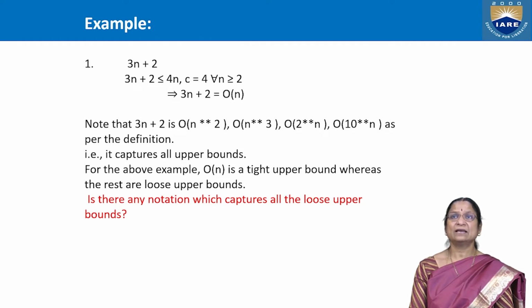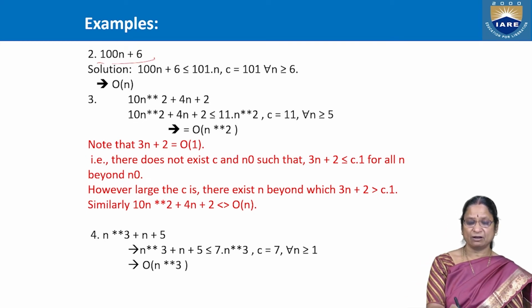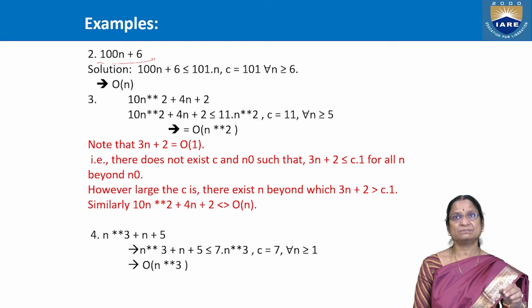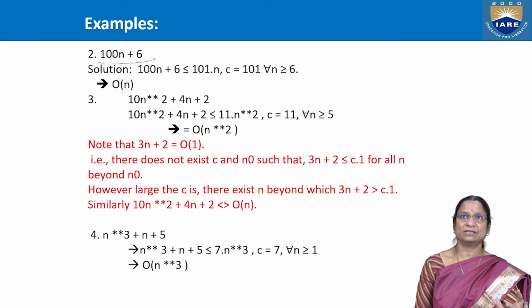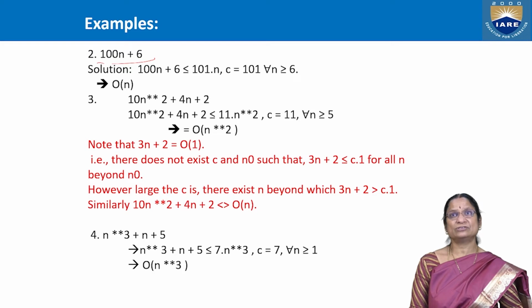That we'll discuss at the end of this session. Similarly, we can solve multiple problems. For example, 100n + 6. That means 101n will be there, and our C value will be greater than 100 now. So the minimum value is 101, and the least upper bound can be considered. And our n value is going to be greater than or equal to 6.